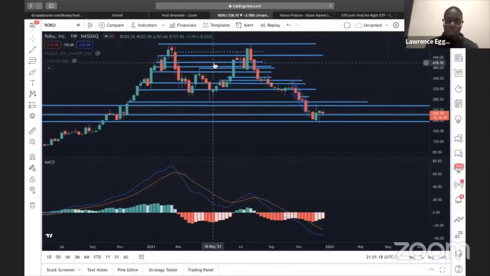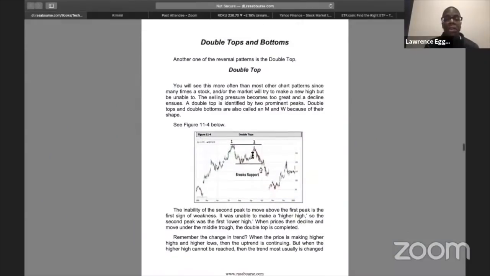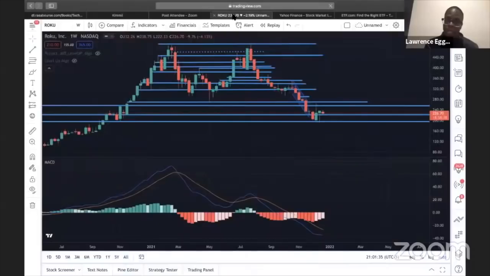When you see a pattern like this, a double top pattern, you will see this more often. Obviously, it talks about this in the book. This is the inability of the second peak to actually move above the first peak and is the first sign of weakness. So what do we see? Textbook definition here: the inability for this second peak to move above this first peak. So this is where we see a double top play out here.